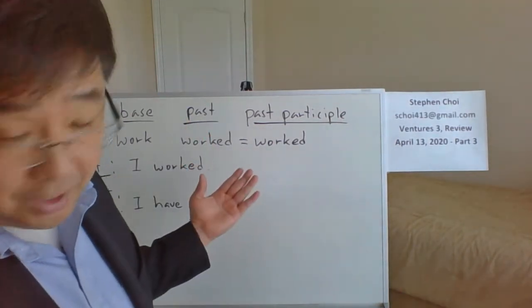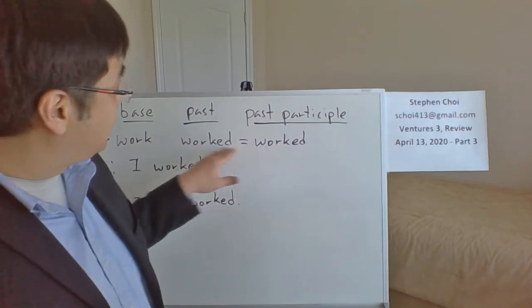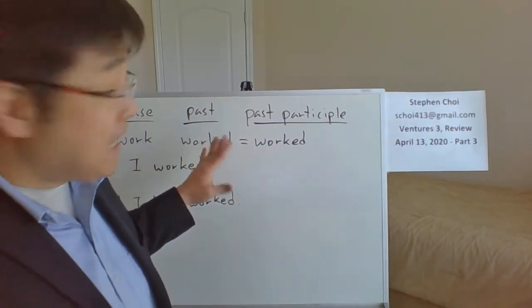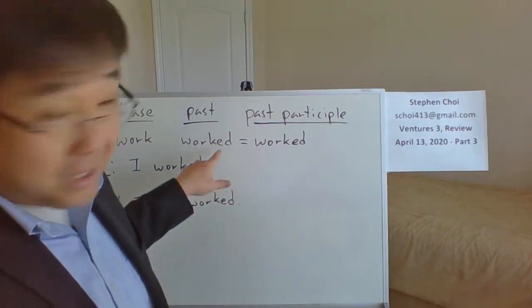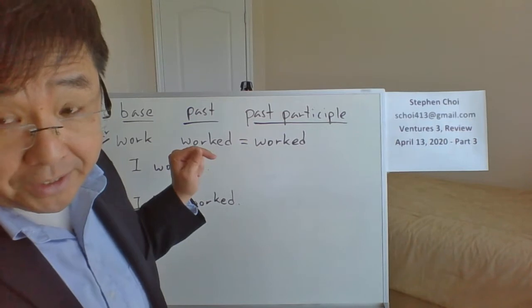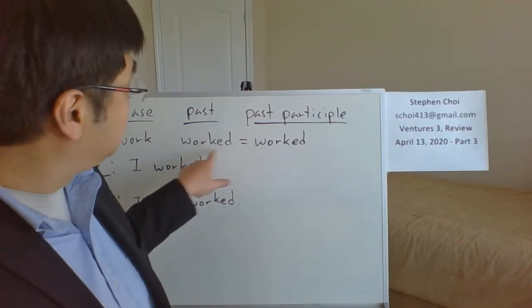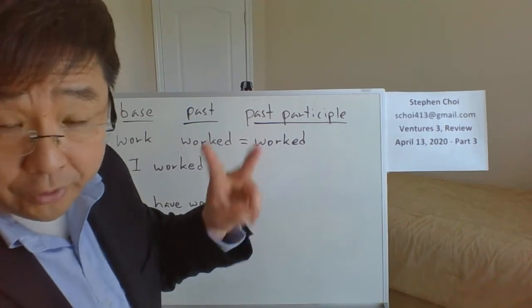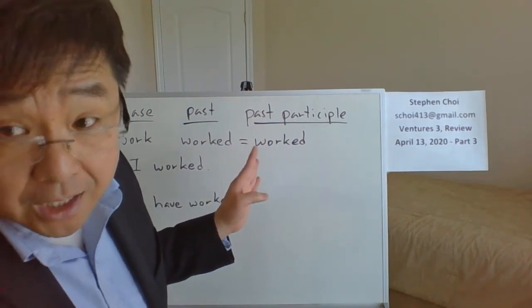What's the bad news? The bad news is that, especially if you're learning English as a second or third language, it can get a little confusing. I mean, it's good that you don't have to memorize too many forms, but at the same time, because it's just one form for two different things, it can get confusing.